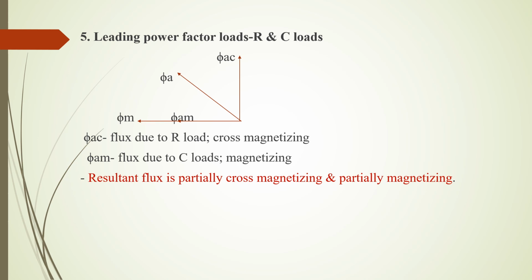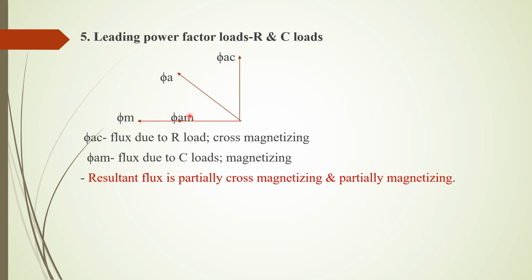And finally, we are going to see leading power factor loads. Leading power factor load means there will be two loads. First load is resistive load and second one is capacitive load, that is leading power factor loads. Here you can see in this diagram, this direction will indicate the flux due to main magnetic field and here it will be the direction of armature magnetic flux.